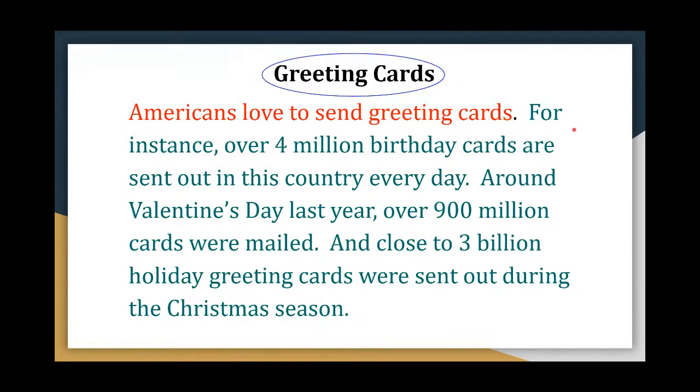Now, the rest of these sentences, they are my supporting details. They give me more information about what types of cards Americans love to send.